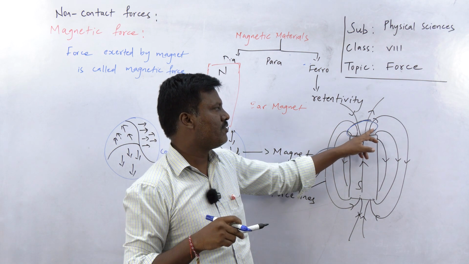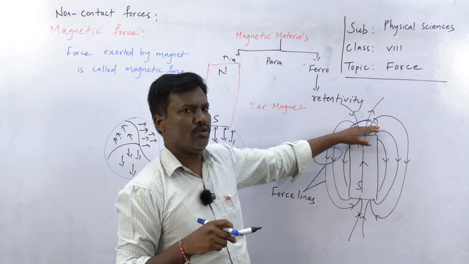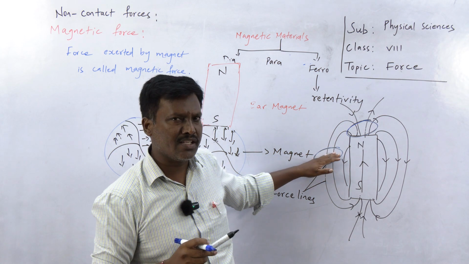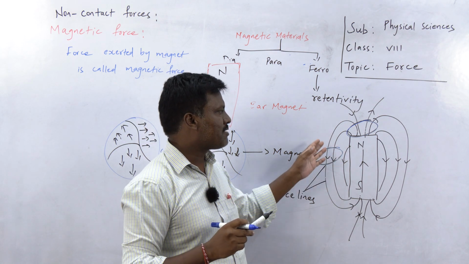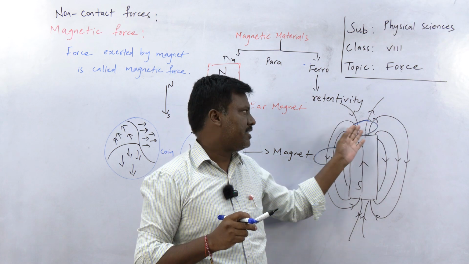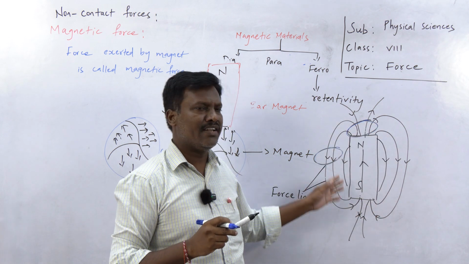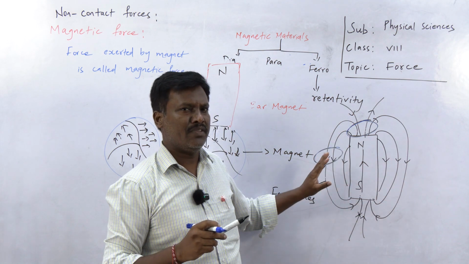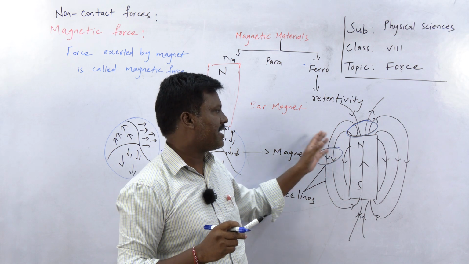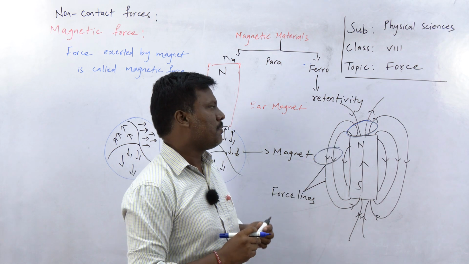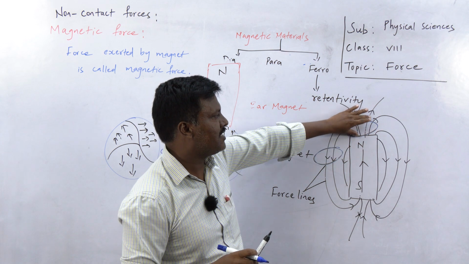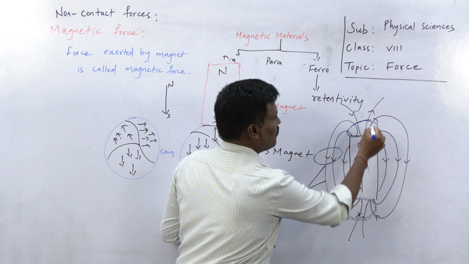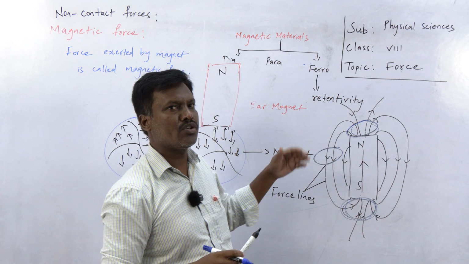Through this area there are many force lines passing. So here density is more. Where the density of the force lines is more, there the strength is more. Where the density of the force lines is less, there the strength is less. So this magnet doesn't have uniform strength everywhere. At the poles the strength is more, and in the remaining areas the strength changes depending on the magnetic force lines crossing through the area. But you have to remember, this magnet has more strength at the poles, because here the density of the force lines is more.